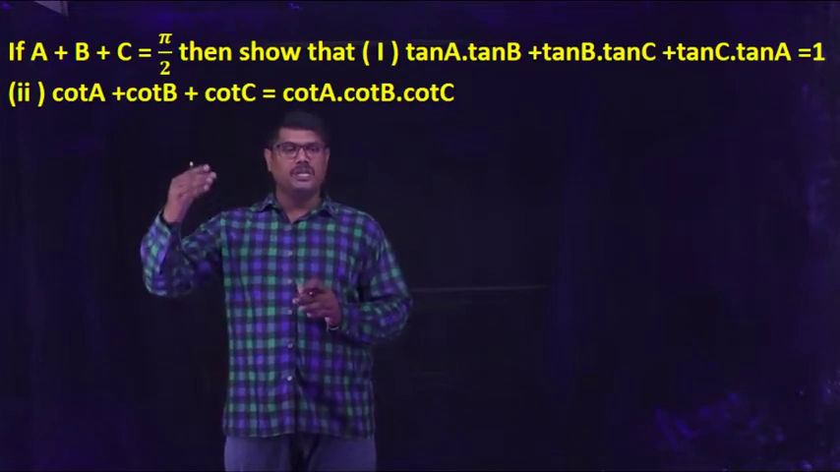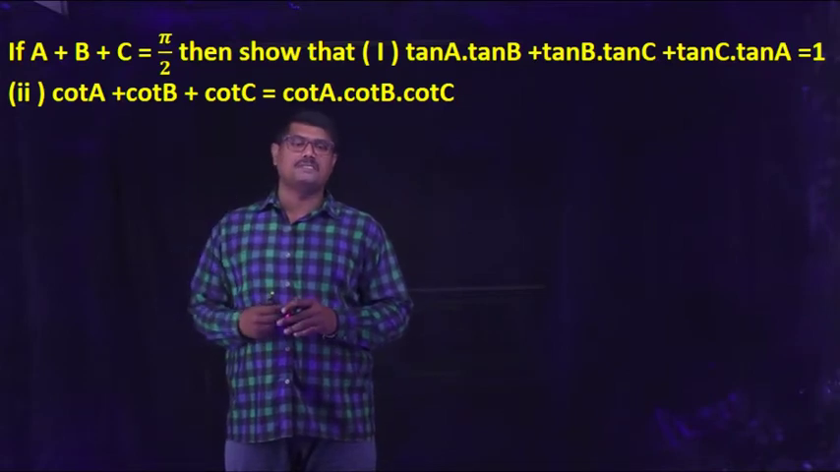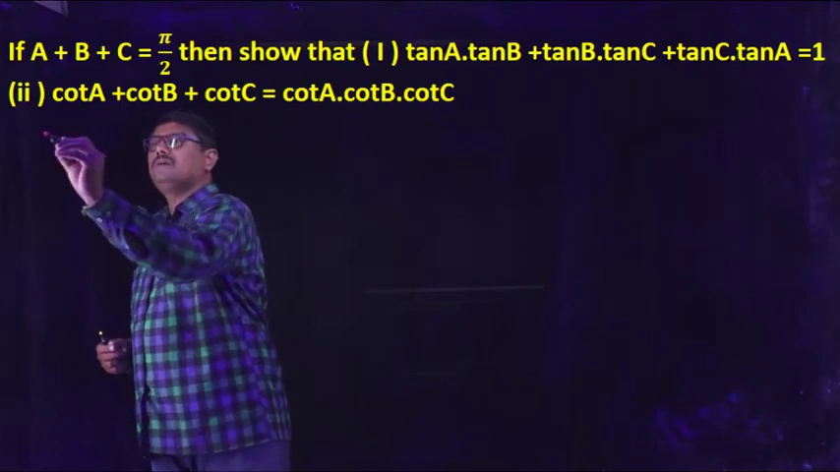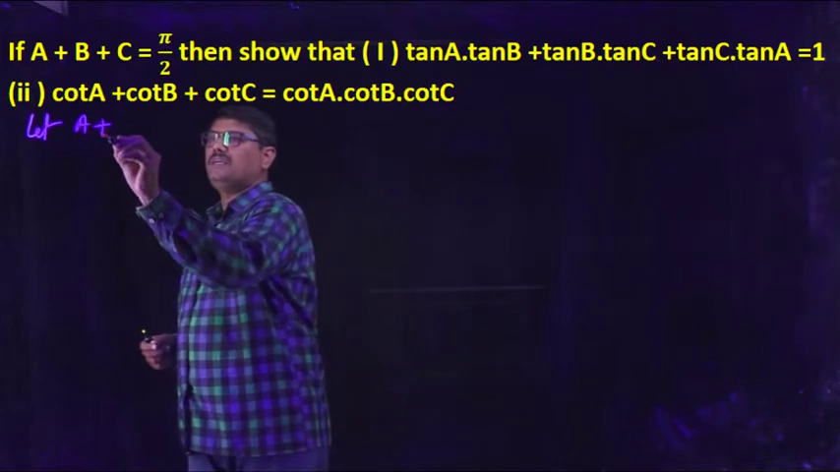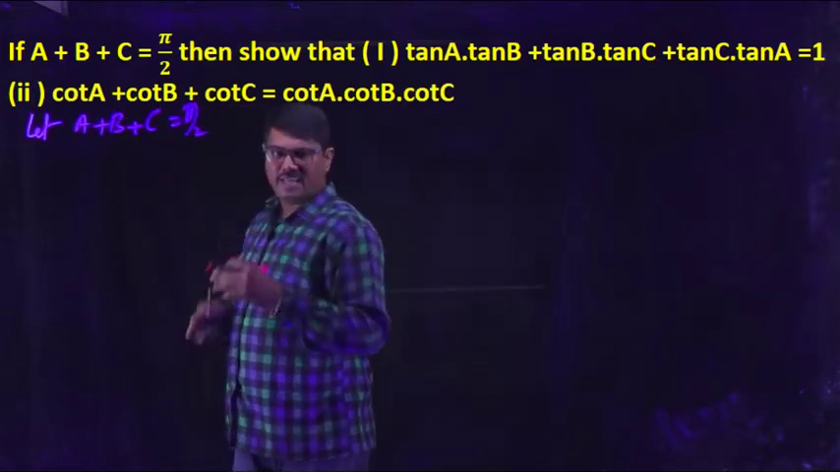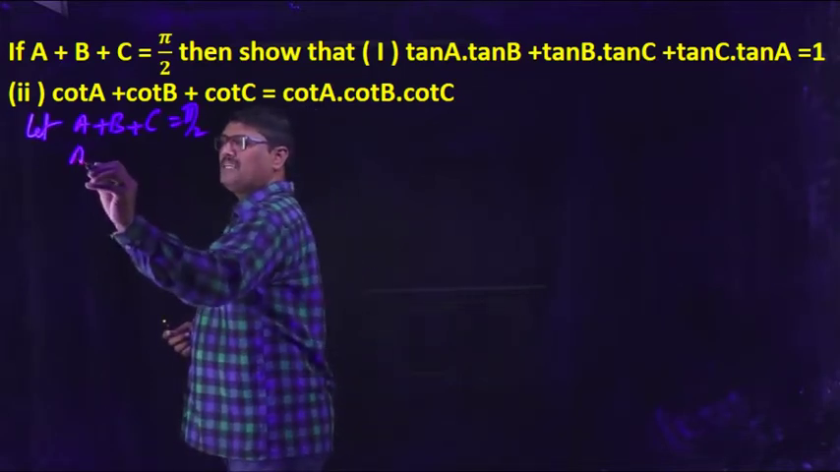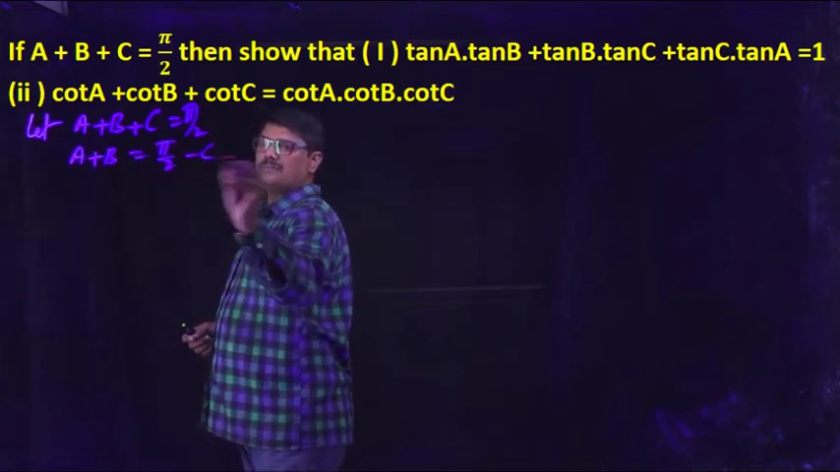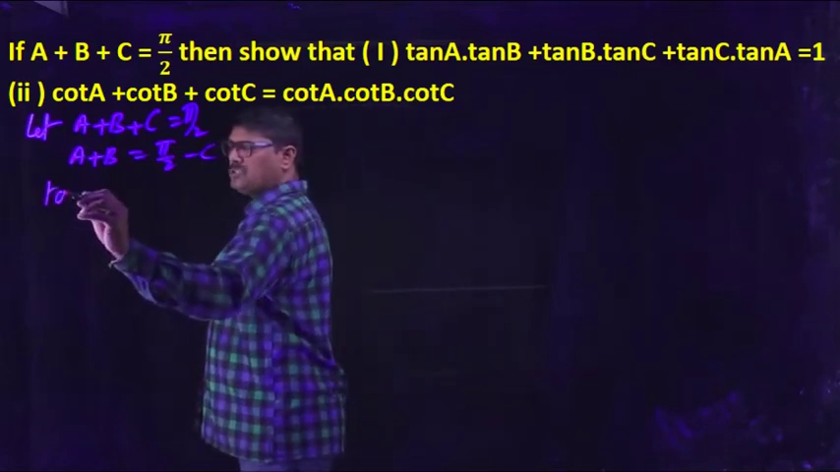What is the condition if A plus B plus C is equal to pi? And what is the condition if A plus B plus C is equal to pi by 2? Now let us check these two conditions. For that, let us consider A plus B plus C is given as pi by 2. In the same manner as we did in the previous problem, take plus C to RHS so that it will become minus C. To get the condition in terms of tan, we have to apply tan on both sides.